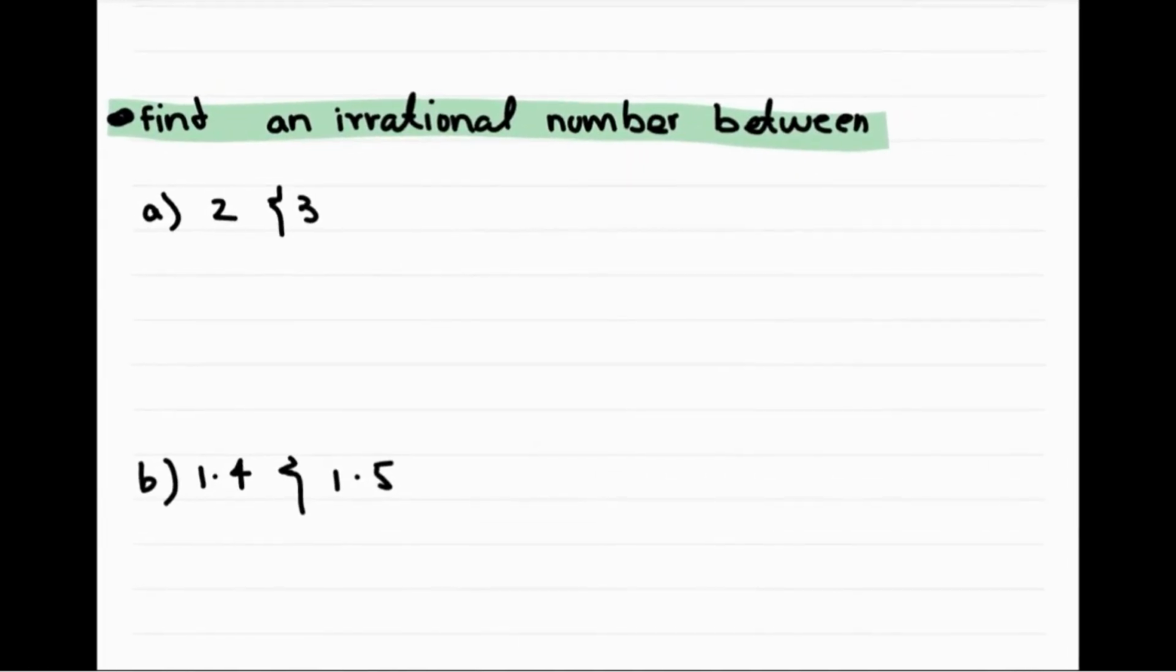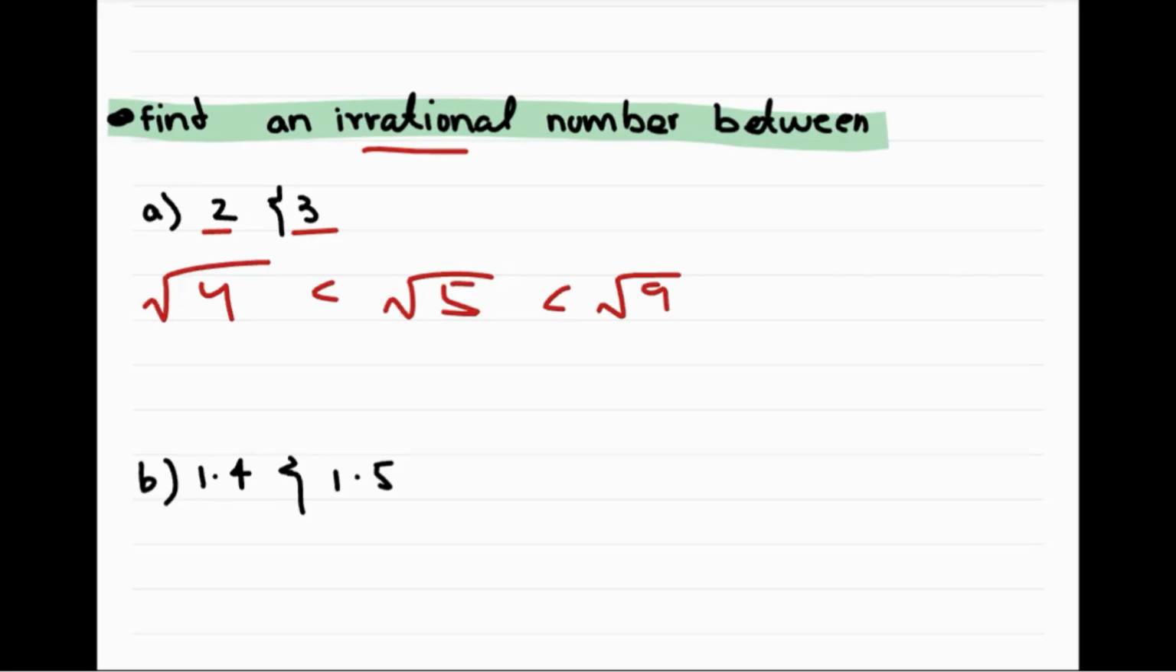So now the last type of question is finding an irrational number between two integers. So first of all, we'll write both of these numbers in their square roots, right? So 2 2s are 4 and 3 3s are 9. So we have to write a number between 4 and 9. We can just write under root 5. So under root 5 is an irrational number between 2 and 3.